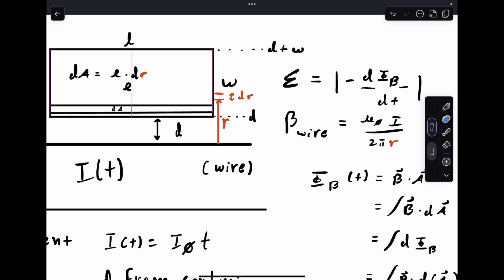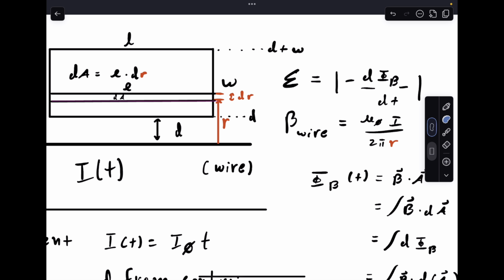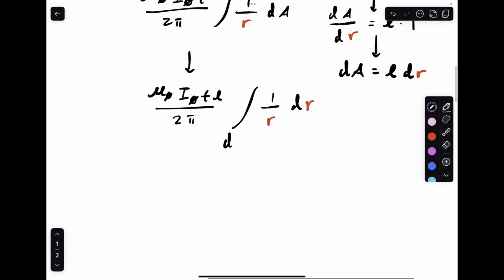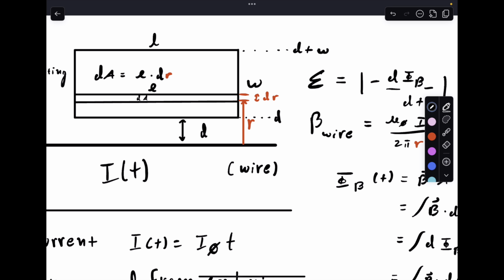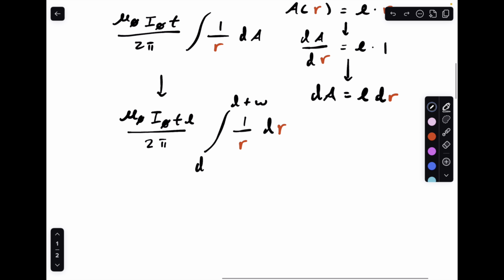So guess what my integration bounds are going to be? My integration bounds are going to be d to d plus w. So I'm going to put that down here, d plus w. And that should make sense in terms of radius as well, because the first dA we encounter is at radius equals d. And you can also think, well, the first radius we encounter is radius equals d, and the last radius that corresponds to a little dA, which corresponds to a little d flux, is d plus w. So those are our integration bounds. That's all we need to sum along.